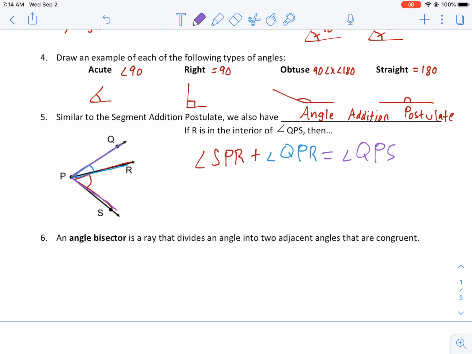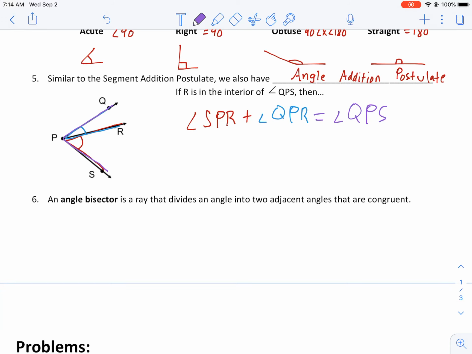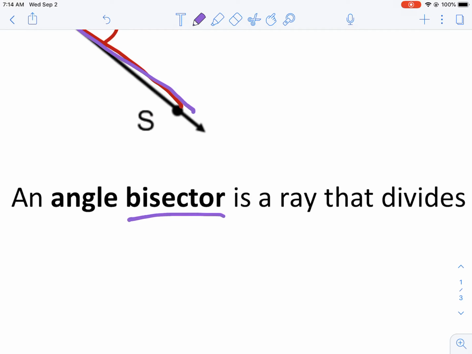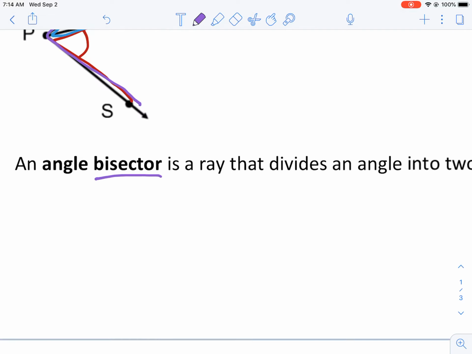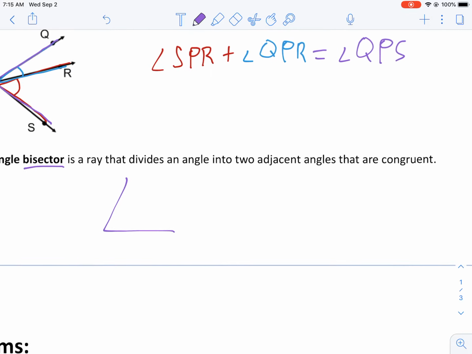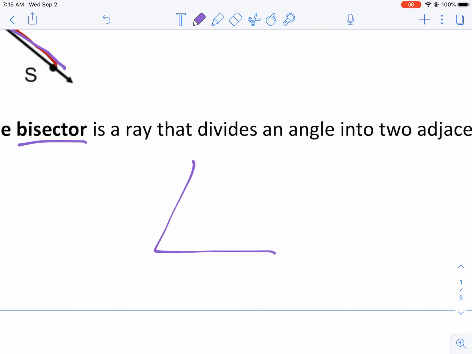So finally, last thing, all right, an angle bisector, okay? So if you know how words work, right, you can kind of figure out what this means. Bi means 2, right? And sect means to cut. So think about like intersect, like cut it into each other, or like a section of something is like a piece that maybe you've cut out of it. So bi means 2, sect is to cut. So an angle bisector divides an angle into 2 adjacent angles that are congruent.